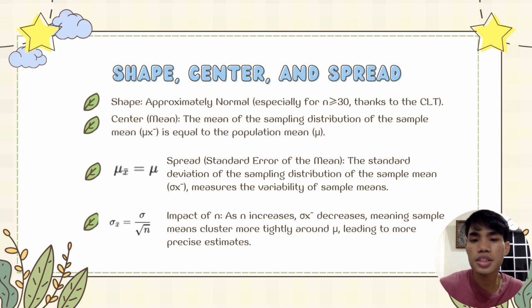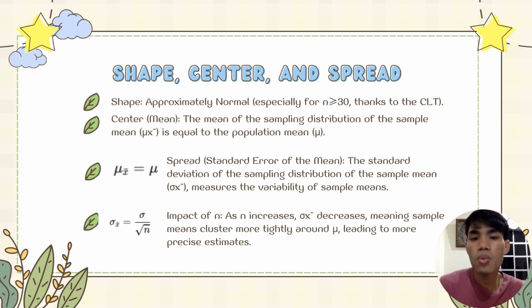For the middle, it is the mean average. The center of the bell curve, or the average of our sample averages, will be exactly the same as the true average of the whole population. We write this as μ. So this means if you take enough samples, your sample average will on average hit a bullseye.